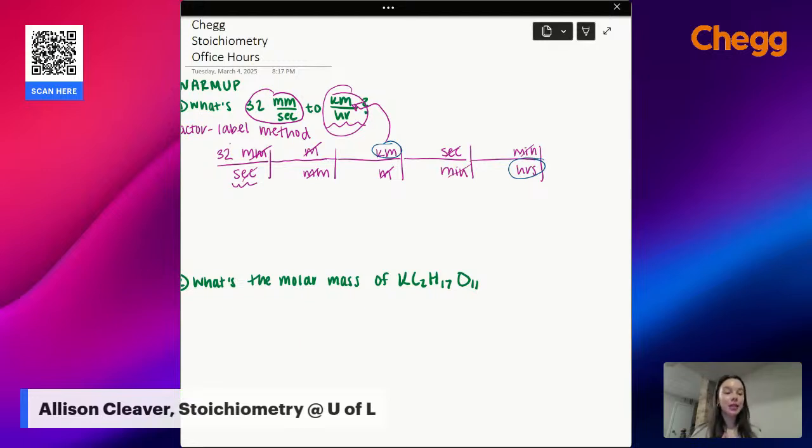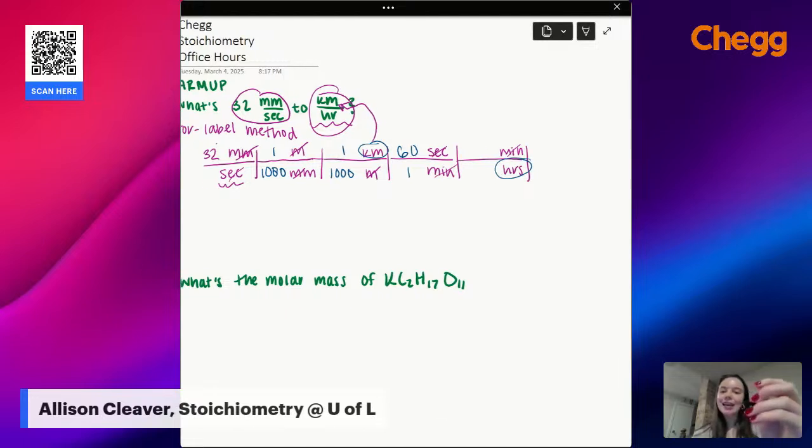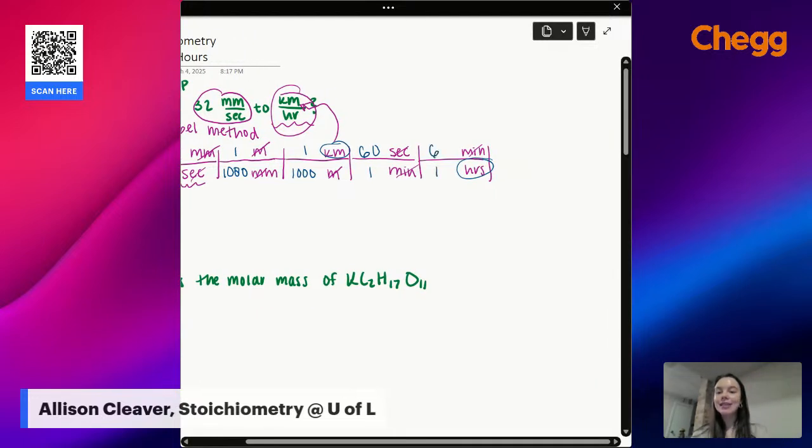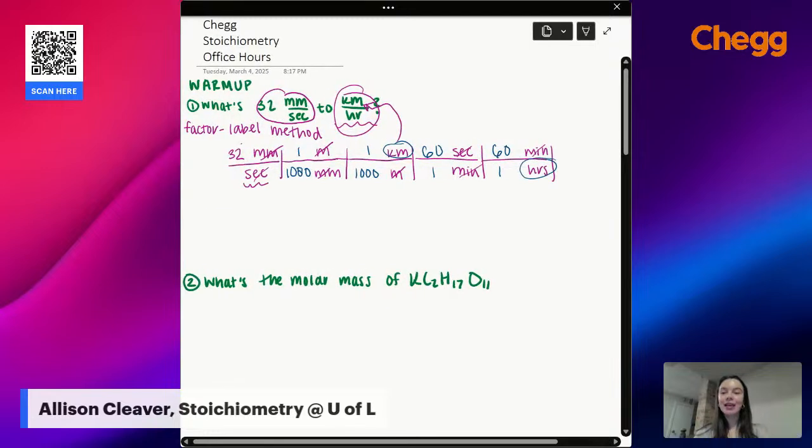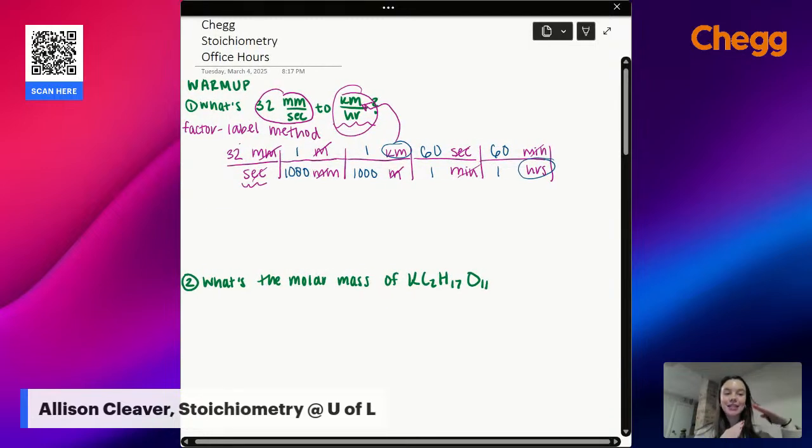Okay, for meters to millimeters, if you said the meters had a 1 and the millimeters had a 1,000, you are absolutely correct. There's 1,000 millimeters in 1 meter. For kilometers to meters, if you said 1 kilometer has 1,000 meters, you're absolutely correct. Great job. Then 1 minute has 60 seconds. This is a pretty easy one for us. And then 1 hour has 60 minutes. So if you got those, you're on a great start and a great track to learn hopefully a lot throughout this live stream.